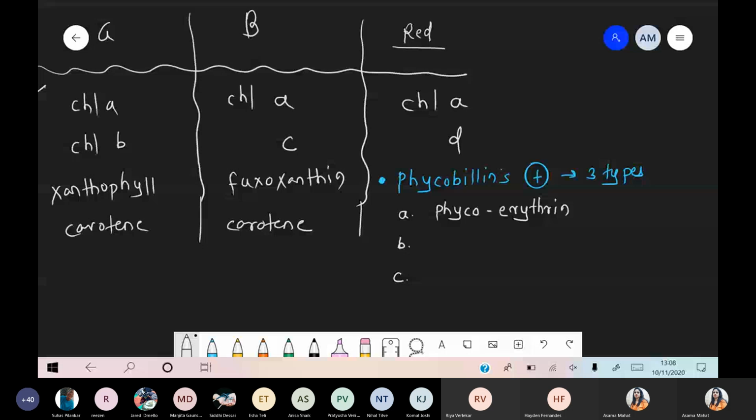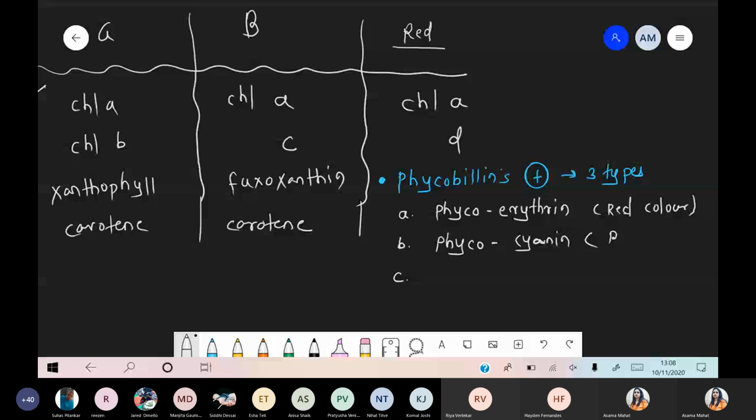Now number second, we are talking about phycocyanine. Phycocyanine means what? Blue color. Okay, blue color. So the next point is phycocyanine. You know very well, wherever the word cyanide appears, cyanide represents the blue color. So the color of that pigment is basically blue.